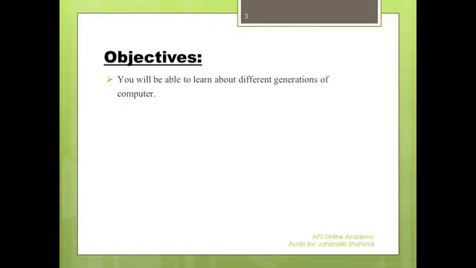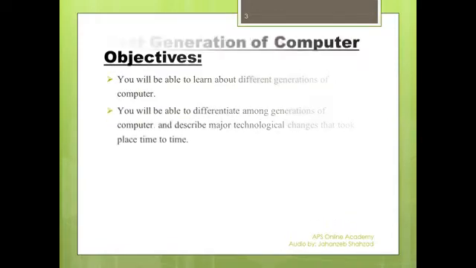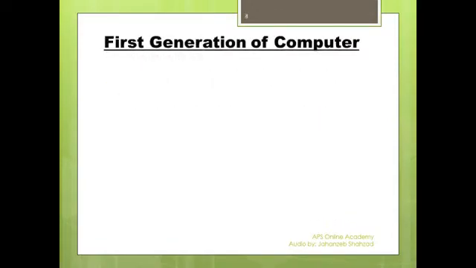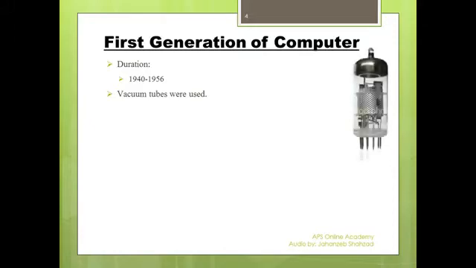In this video, you will learn about different generations of computer, and let's start with the first generation of computer. The time duration for the first generation of computer was 1942 to 1956. All the computers that were developed at that time were known as first generation of computer because they all were using the same technology of that time. Vacuum tubes were used in first generation of computers. Here is the picture of vacuum tubes, how they looked.